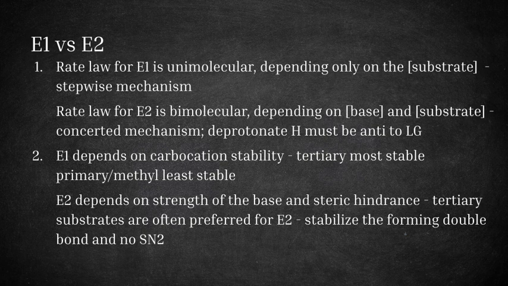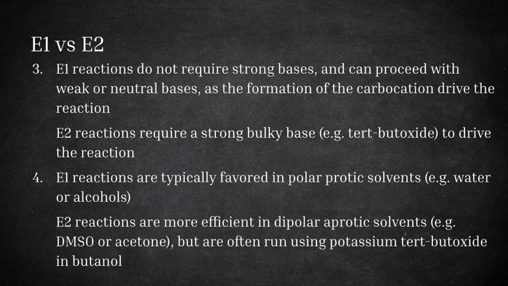For E2 reactions, the key factor is the strength of the base and steric hindrance. Strong, bulky bases can effectively deprotonate the beta carbon, favoring elimination. Tertiary substrates are often preferred for E2 because they stabilize the forming double bond and avoid steric hindrance that would make SN2 less favorable. E1 reactions do not require a strong base.